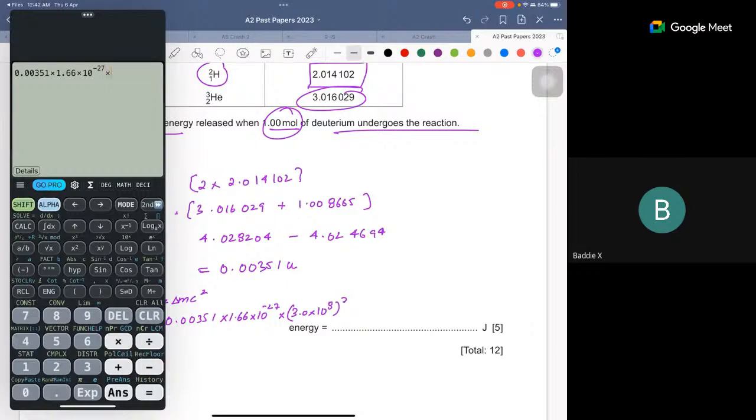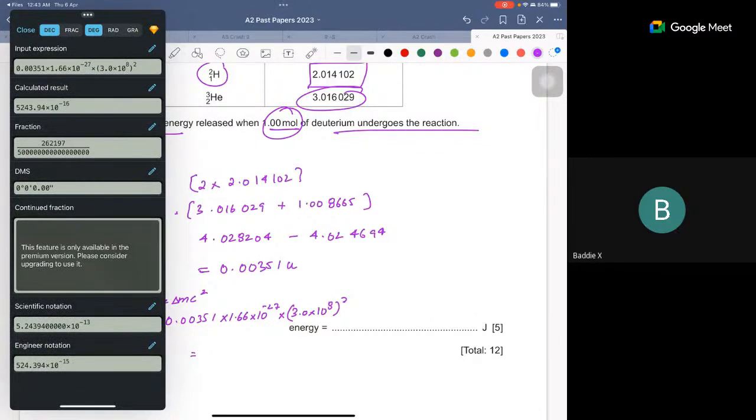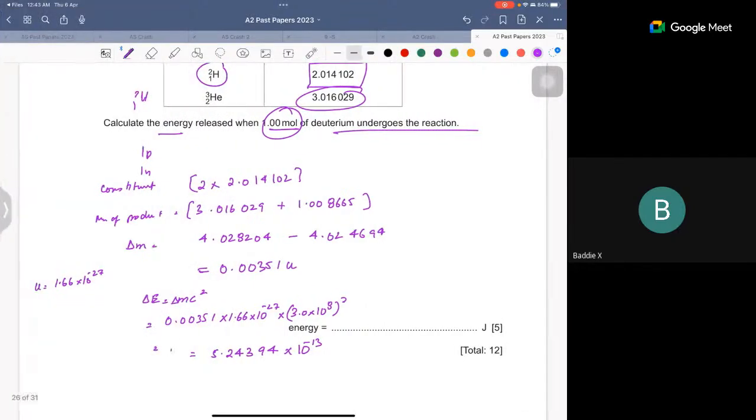Okay. So I think my calculator says 5.24, 5.24394 times 10 raised to minus 13. Okay, this would be the energy change for this equation.